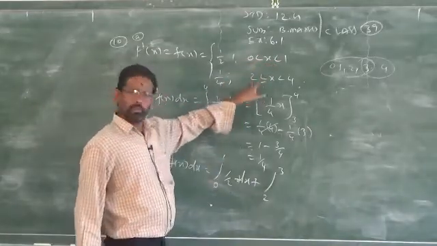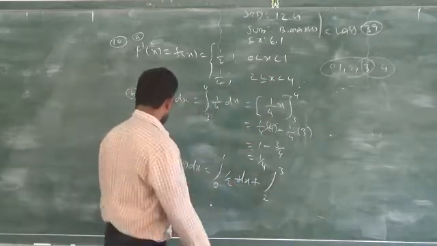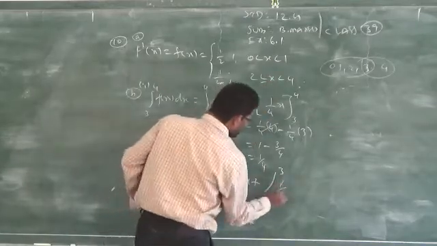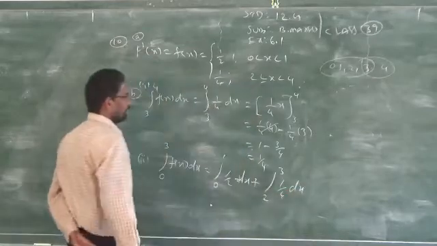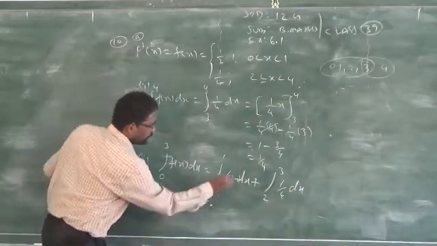After that it starts from 2 to 4. So, you have to take 2 to 3. What is the function for 2 to 3? 1 by 4 dx. Clear? So, now we can integrate. What is your answer?